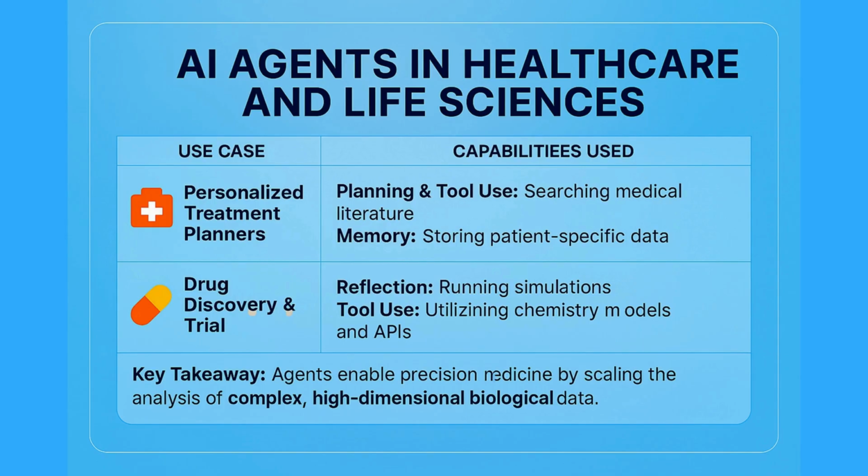By automating these high dimensional tasks, agents not only improve efficiency but also unlock new possibilities in personalized care and biomedical innovation. The key takeaway is clear: AI agents are not just augmenting healthcare, they are transforming it, enabling scalable, intelligent systems that support clinicians and researchers in making faster, more informed decisions.